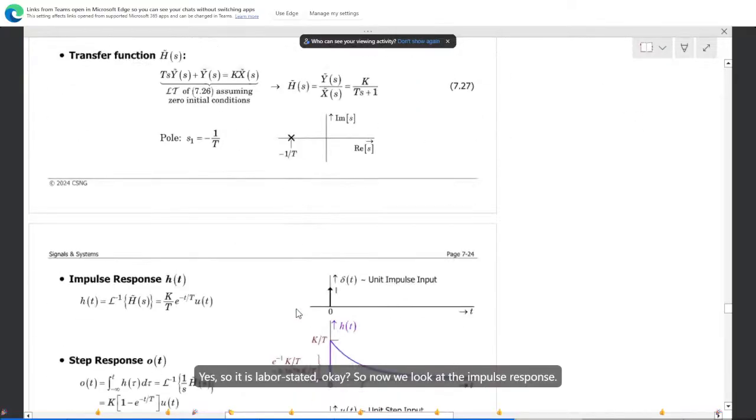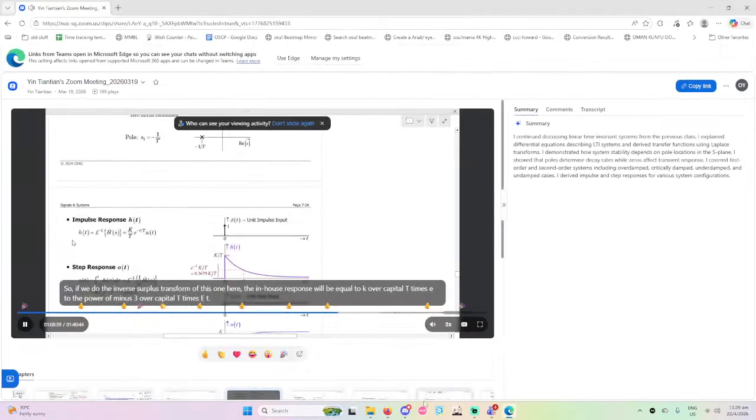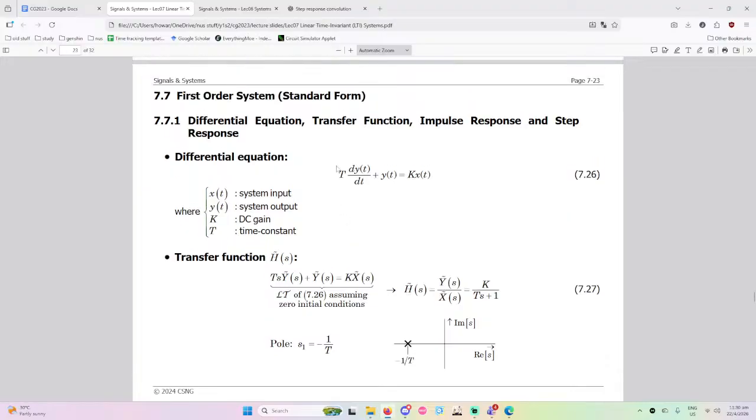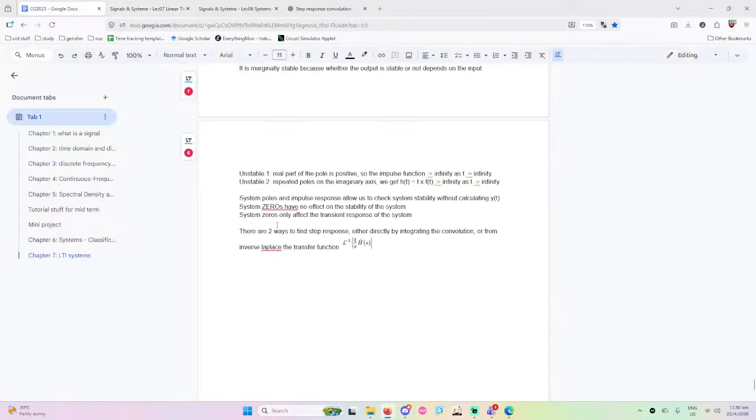Okay. So now we look at the impulse response. If we do the inverse Laplace transform of this term here, the impulse response will be equal to K over capital T times e to the power of minus t over capital T times u(t). We can see that the decay rate is 1 over capital T. In fact, we have learned this kind of system in the lab session. It is the envelope detector. So in the discharging process, we have the time constant equal to RC, right? RC corresponds to the capital T here. You still remember? Never mind.